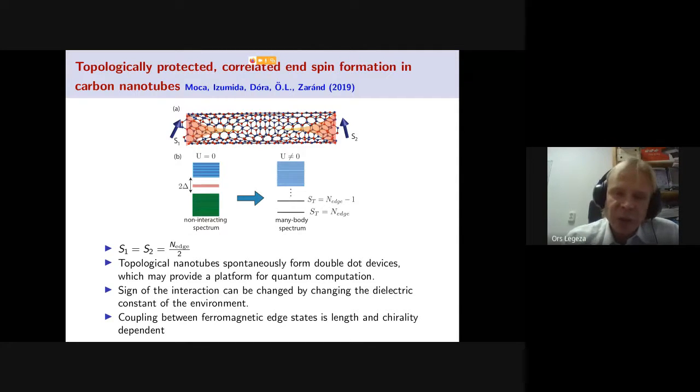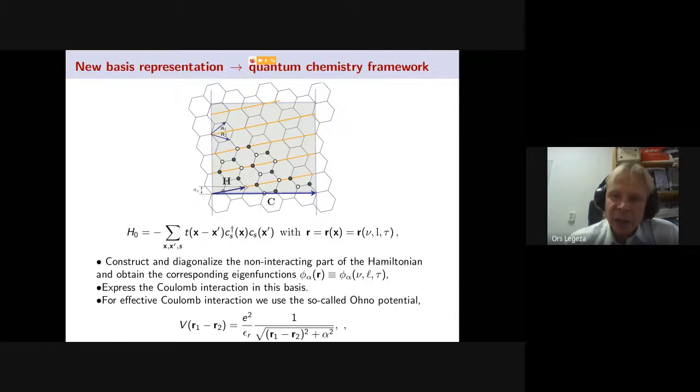And of course, to do real space DMRG would be a nightmare, but we can again do the change of basis or find a suitable basis so that we express the one particle Hamiltonian. And from this, we do the diagonalization, we find the one particle basis states, and then we express our Coulomb integrals based on this basis. We use this so-called Ohno potential.